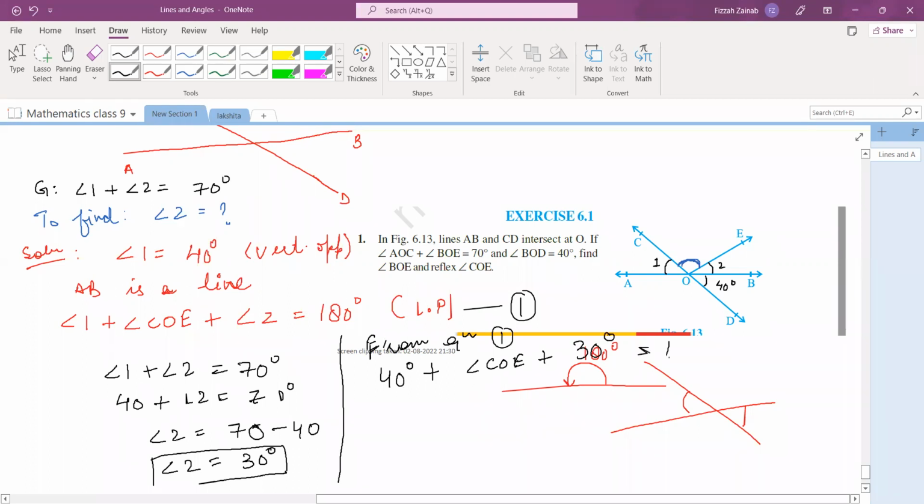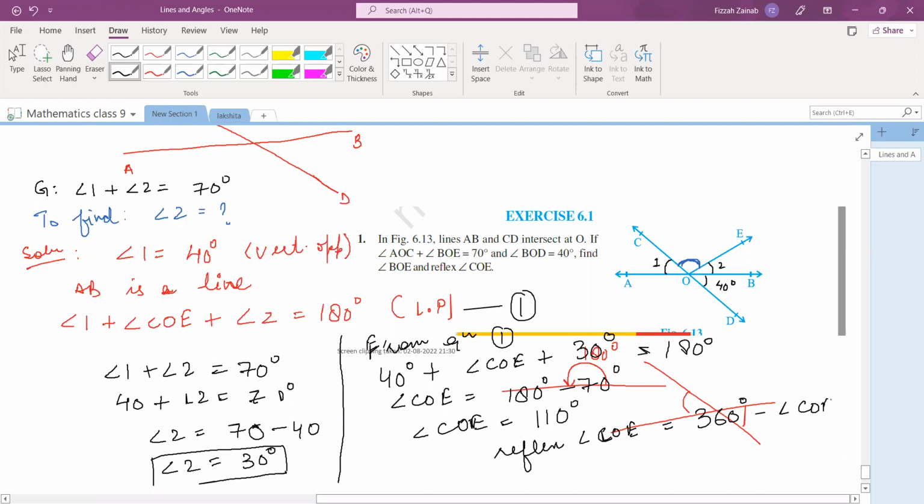So from equation 1, angle 1 is 40 plus angle COE plus, now angle 2 is 30 degree, I found this is equal to 180. So angle COE will be 180 degree minus 40 plus 30, that means 70. So angle COE will become how much? 110 degree, right? But I want reflex angle COE. So reflex angle COE means the complete angle 360 minus angle COE, right? So that means 360 minus 110.